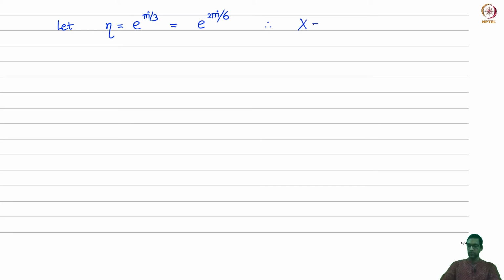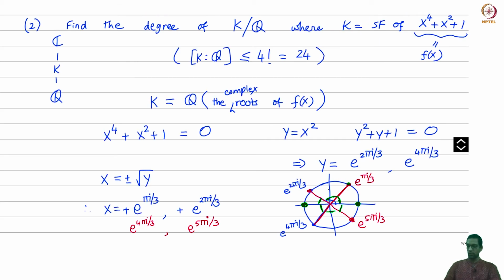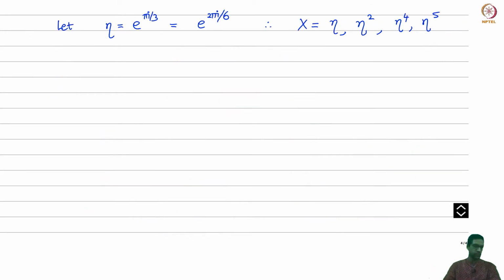Therefore the other roots, so what are the choices? What are the roots? They are eta square, eta cube isn't there, instead eta to the 4 and eta to the 5. So those are these 4 guys. The 4 roots that I have here are just eta, eta square, eta power 4 and eta power 5, as you can see directly.